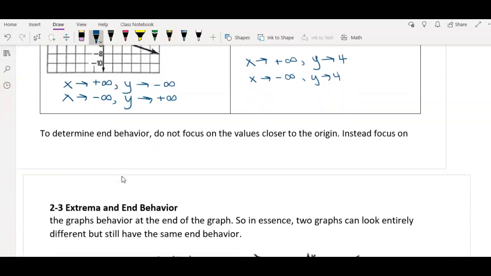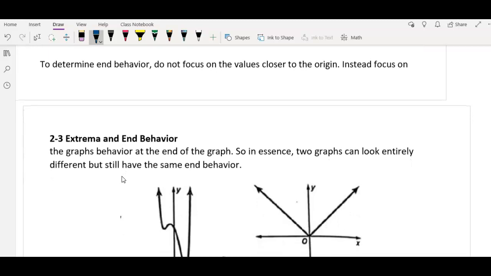So when we take a look at end behavior, one of the big things you need to know is to determine end behavior, do not focus on the values closer to the origin. Instead, focus on the graphs of the behaviors at the end of the graph. So we're just looking at the ends. So in essence, 2 graphs can look entirely different but still have that same end behavior.